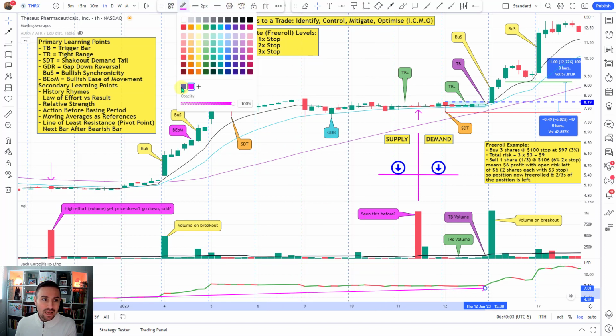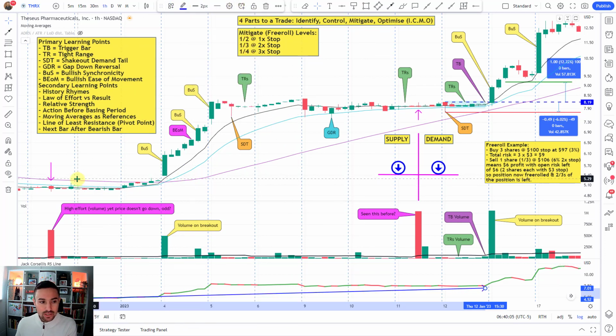We're going to be looking at the action before the basing period. So looking at the action down here, what do we want to see in the preceding rally? Obviously a lot of demand coming in and stuff like that. We're going to be looking at moving averages as reference points. So where are you looking for certain things to happen? You just see it happen time and time again. So we'll be looking at that. Then we'll be looking at the line of least resistance, which then forms the ending point of the identification, for, okay, where are you now actually looking to enter the stock?